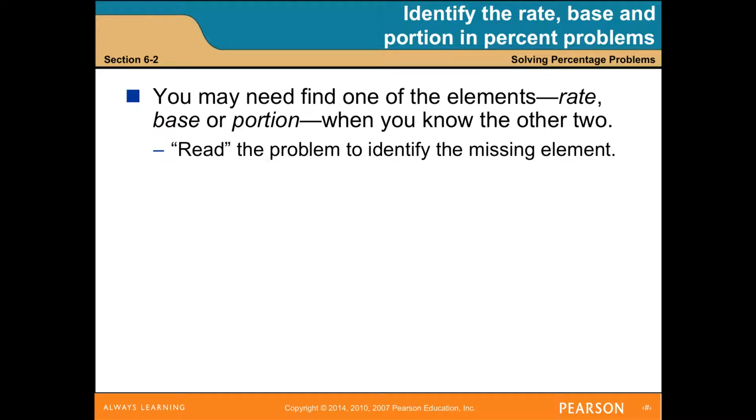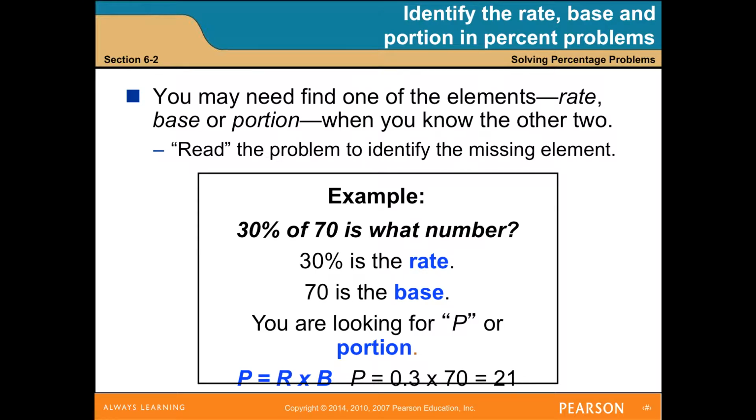You may need to identify the rate, base, and portion in percent problems. You may need to find one of the elements, rate, base, or portion, when you know the other two. Read the problem to identify the missing element.